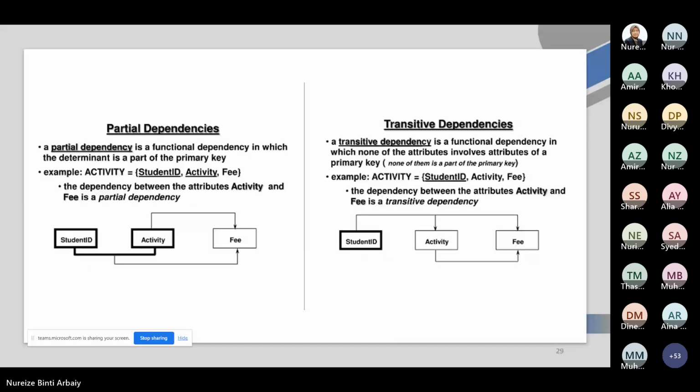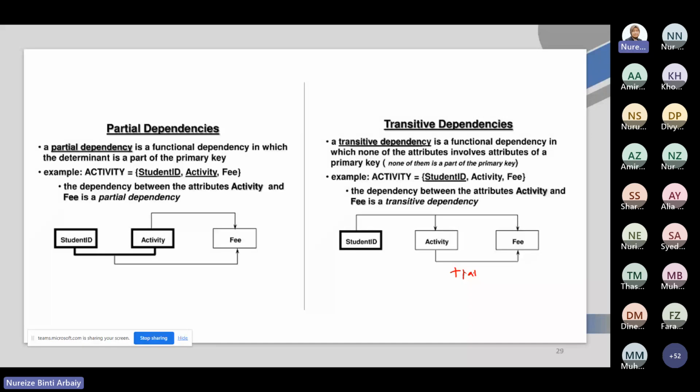Okay, this is an example I take from the internet. Partial dependencies and also transitive dependency. You can see here a partial dependency is a functional dependency in which the determinant is a part of the primary key. While the transitive dependency is a functional dependency in which none of the attributes involved is a primary key. Usually they are not a primary key. In this example, activity is used to identify the fee. So this is a transitive.